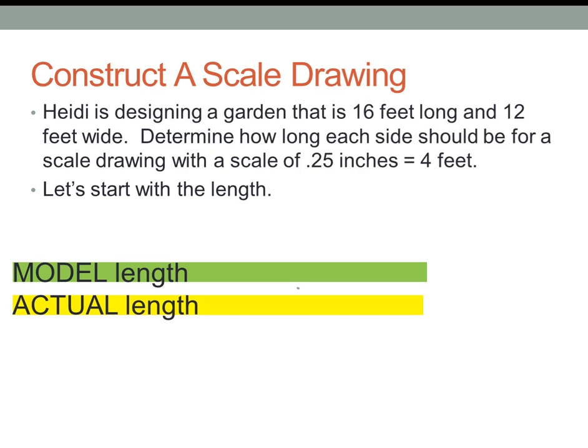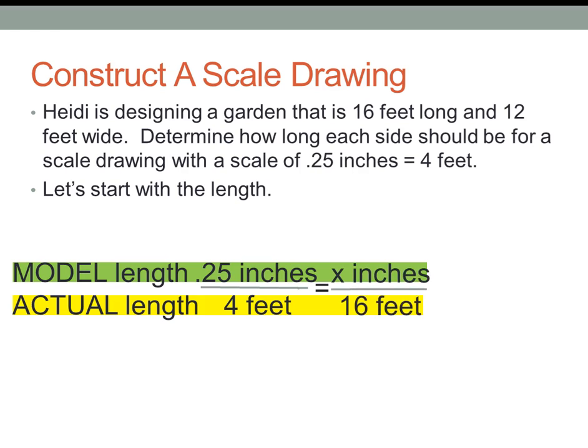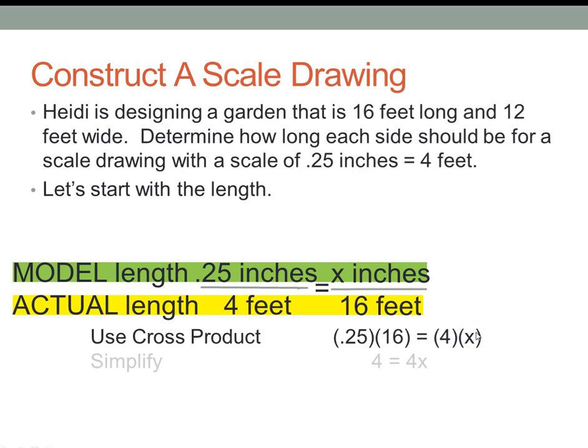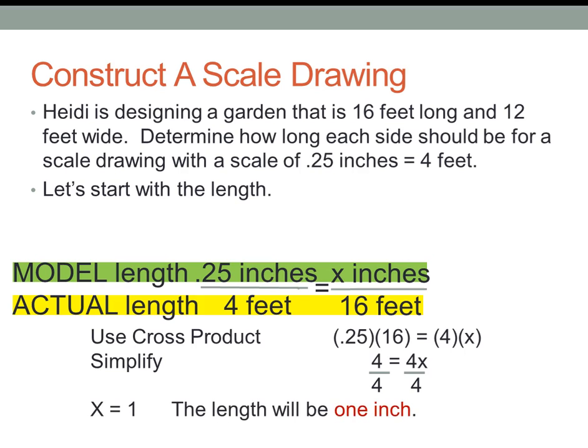The model length, do we know the model length? Well, we do know the scale is 0.25 inches to 4 feet, and we need to figure out the model length. So that's what x is here. And we know that the actual garden is 16 feet. So I'm going to use cross product here. I have 0.25 times 16, and 4 times x. So I do my multiplication there. I need to do a one-step equation, divide by 4, and I get x equals 1. So the length will be 1 inch.